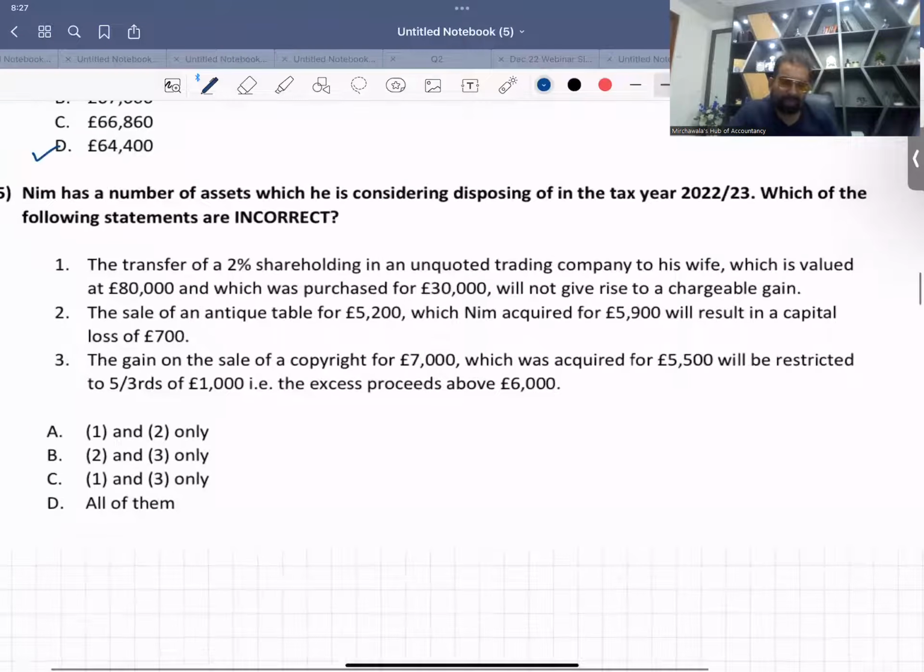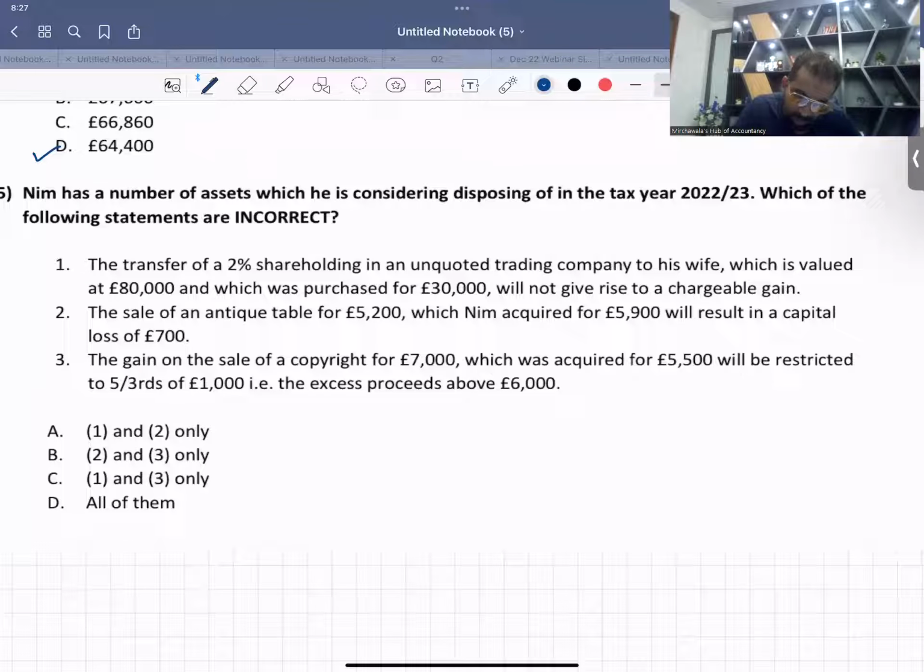Question number 5. NIM has a number of assets which he is considering disposing of in the tax year 22-23, next fiscal year. Which of the following statements are incorrect? Okay. So we have to pick the wrong answers, incorrect answers we have to pick, not correct answers.